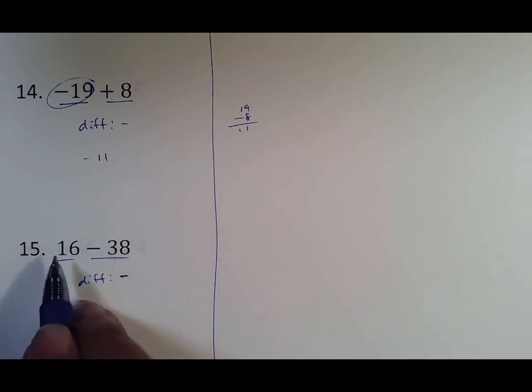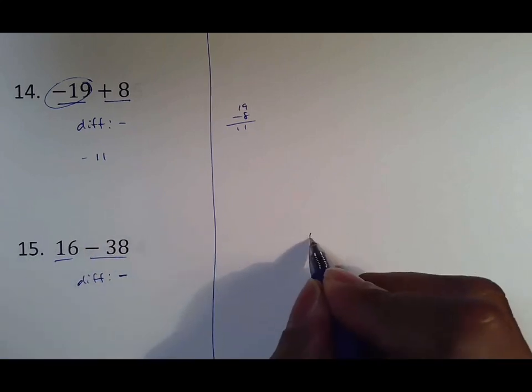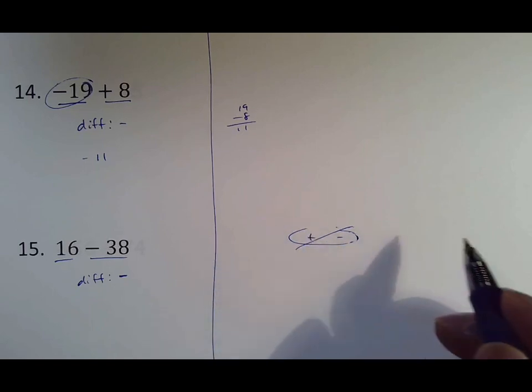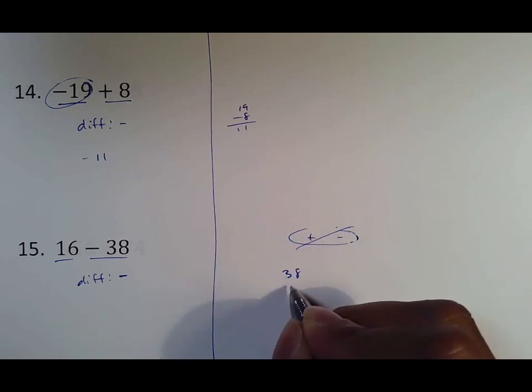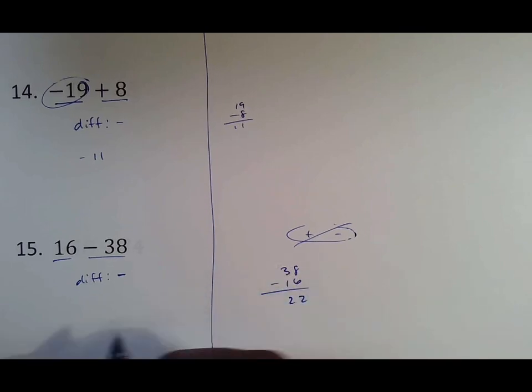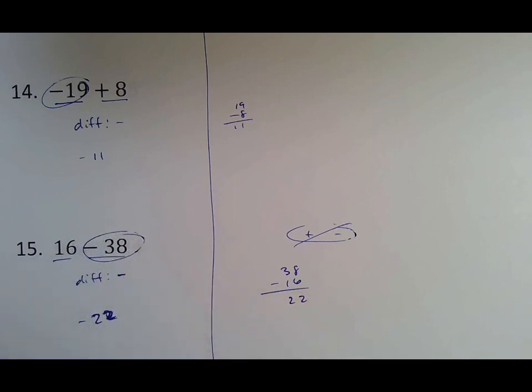Again, 16 and 38 are opposites. There's going to be 0 pairs. They don't like each other. Again, anytime you have positives and negatives, you take away. So it's 38 minus 16. Again, in my scratch work area, 8 minus 6 is 2. 3 minus 1 is 2. So 22 is it. Bigger number's negative. Answer should be negative.